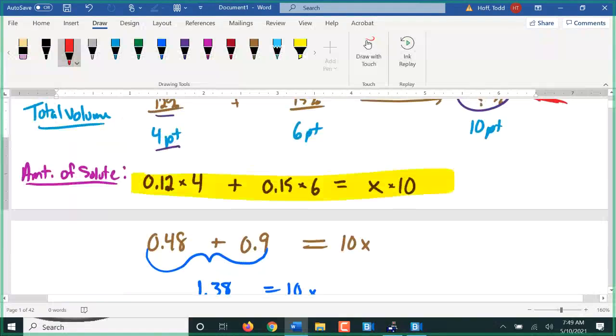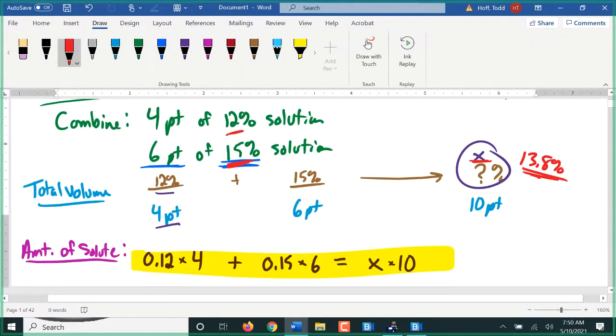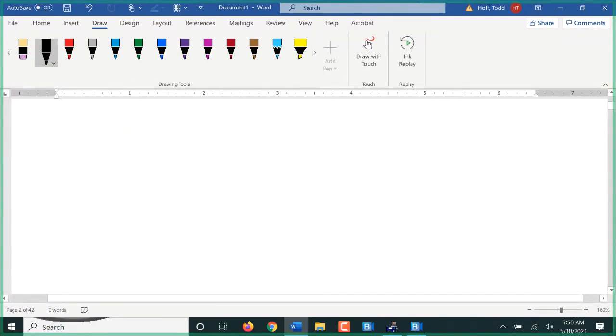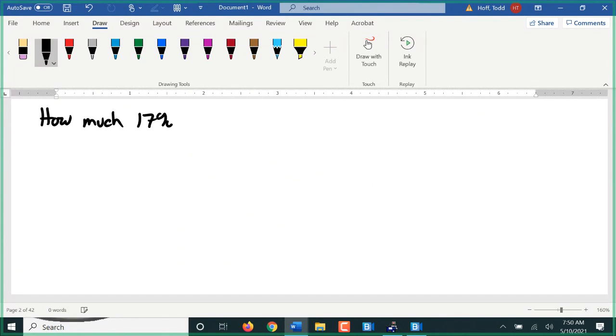Now, typically, we don't just want to combine two random solutions to see what we get, right? That's not how it works. We have a specific concentration that we want. Let's say we're going to ask how much 17% solution should be mixed with.